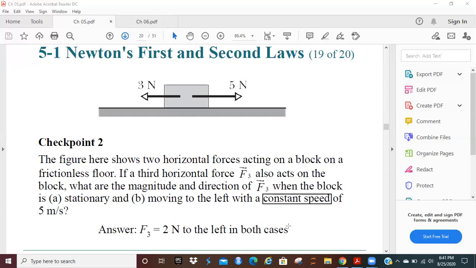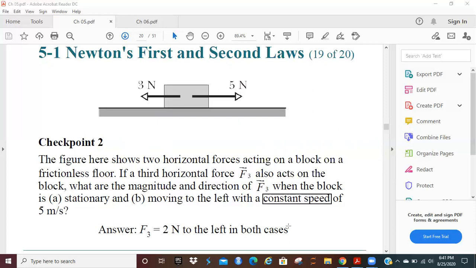If something is moving at a constant speed, is the object accelerating or decelerating? Neither. That's right, neither. So in order for it to move at a constant speed, the forces on it have to be what? What do the net forces have to total up to be? Would it be 0 so it's not accelerating? That's right. In other words, the object has to be experiencing no net force.